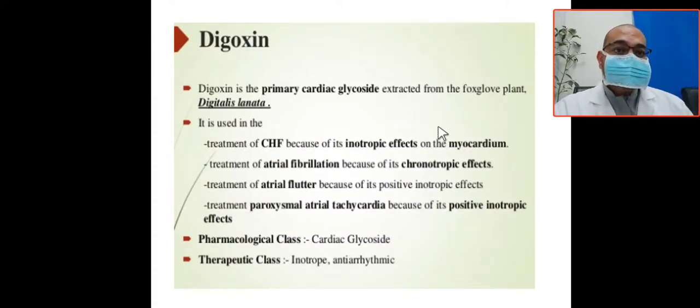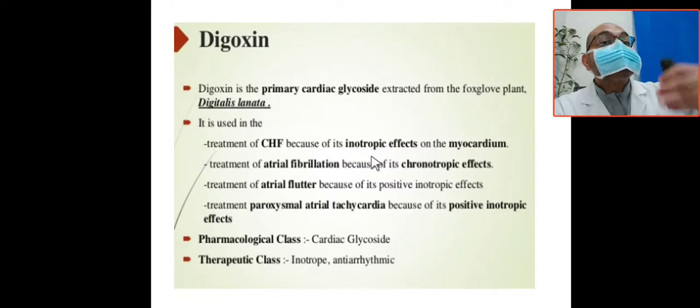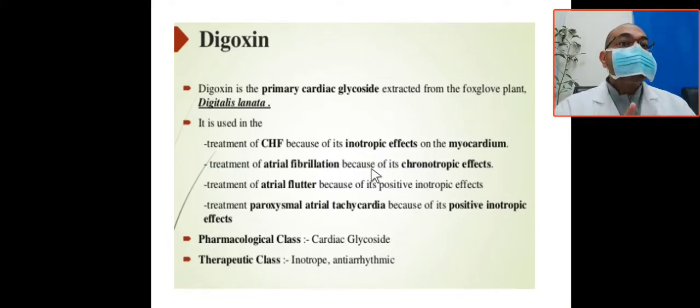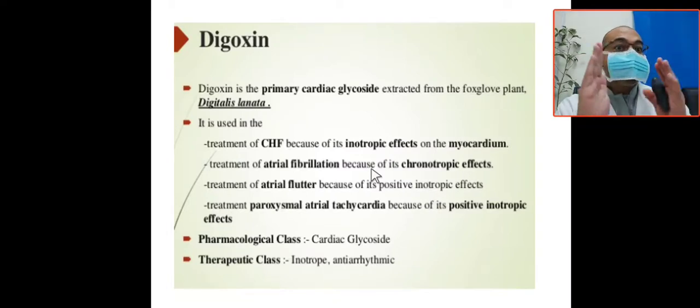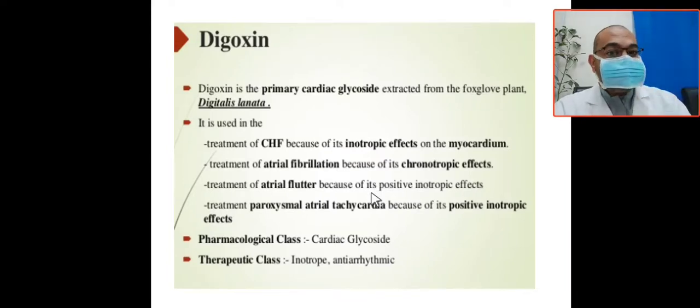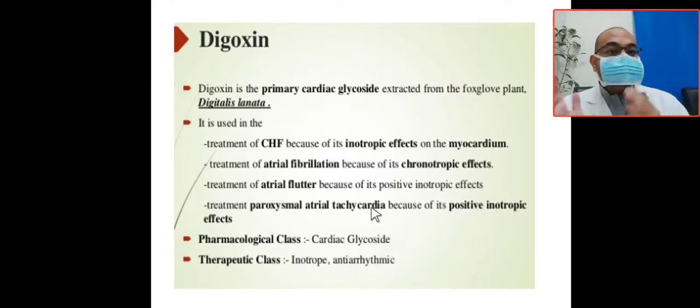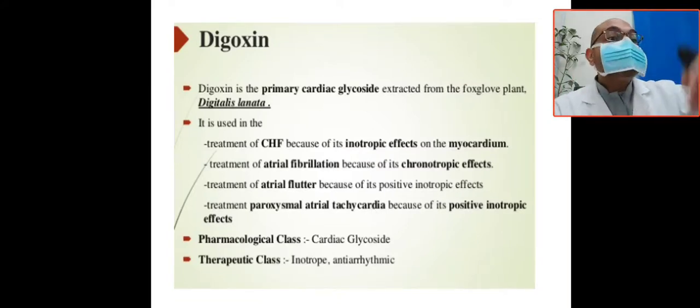First of all, this is a cardiac glycoside, and it can be used in the treatment of congestive heart failure because it has an inotropic effect on the myocardium, a contractility effect. It can also treat atrial fibrillation because of its chronotropic effect on the heart rate, and atrial flutter and paroxysmal atrial tachycardia because of the positive inotropic effect. The pharmacological class of digoxin is cardiac glycoside, and the therapeutic class is inotropes and anti-arrhythmic medication.